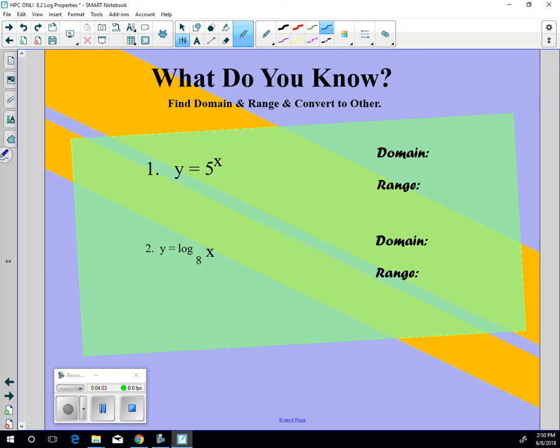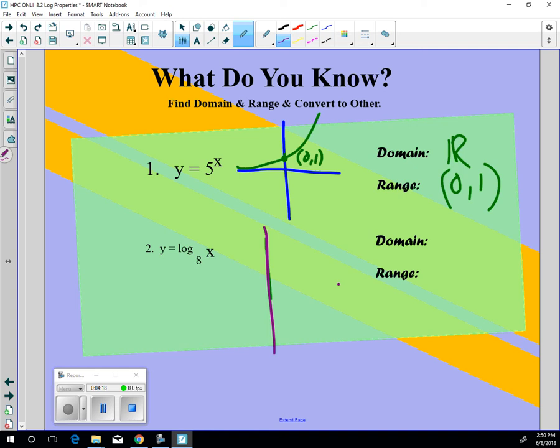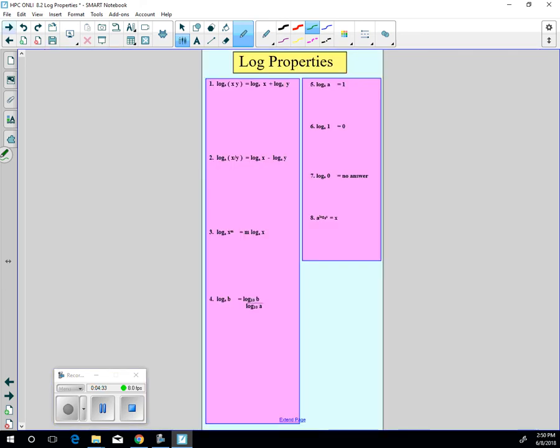All right, so one more time, if you graph an exponent like 5 to the x, it goes through the point 0, 1, domain is all reals, range is greater than 0. But if you do a log here, it's going to start down here and go through 1, 0, and the domain is greater than 0, and the range is all real numbers. So that's pretty cool. So that brings us to log properties.